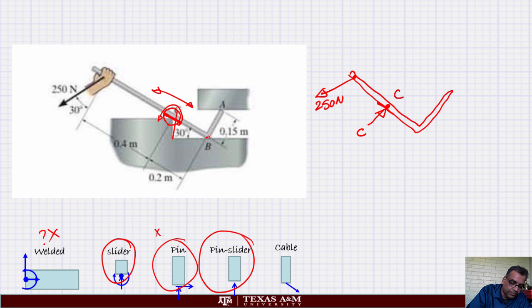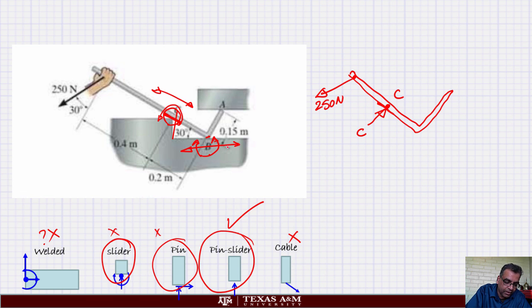How about point B? Did you see? It's not this, it's not this, it's not this, it's that, it's not that. Why? Because it can slide back and forth like that, and it allows you to rotate like that.